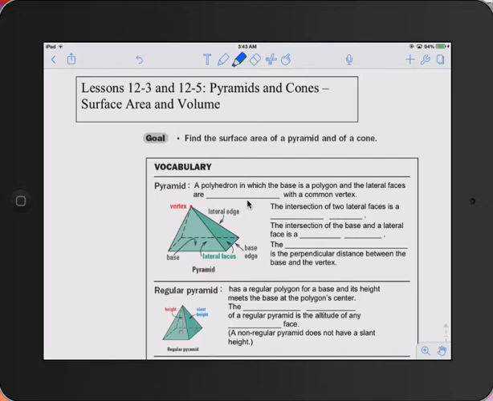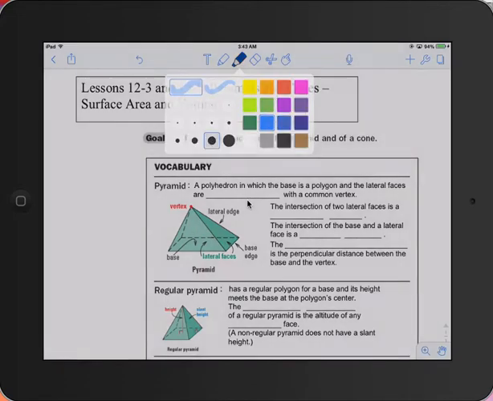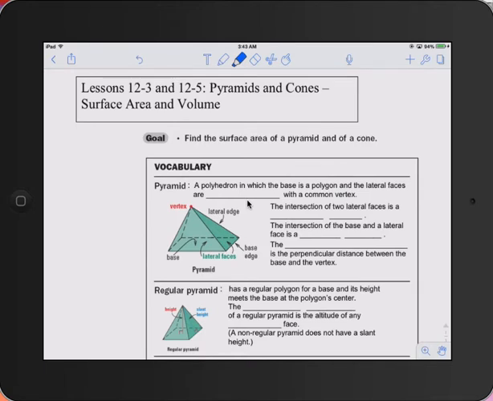This is the first part of lesson 12.3 and 12.5 on pyramids and cones. This is actually the lesson 12.3 part, the surface area part, and then the volume will be in another recording. So this lesson is going to be about finding surface area of pyramids and cones.